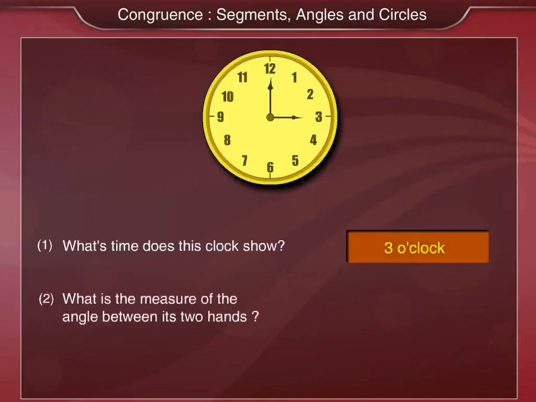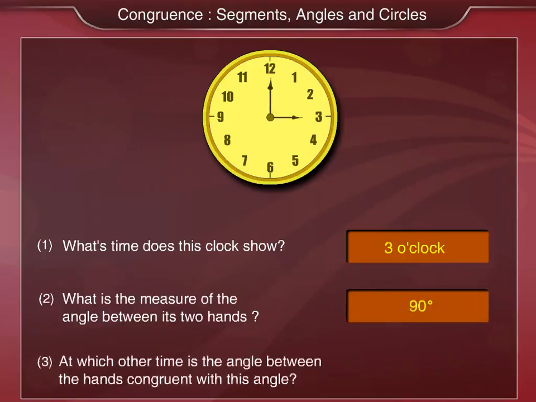Remember, two angles having equal measures are congruent. If angle ABC is congruent to angle PQR, then angle PQR is also congruent to angle ABC. If angle ABC is congruent to angle PQR, and angle PQR is congruent to angle LMN, then angle ABC is congruent to angle LMN. Therefore, if one angle is congruent to the second angle, and the second angle is congruent to the third one, then the first angle is congruent to the third angle.